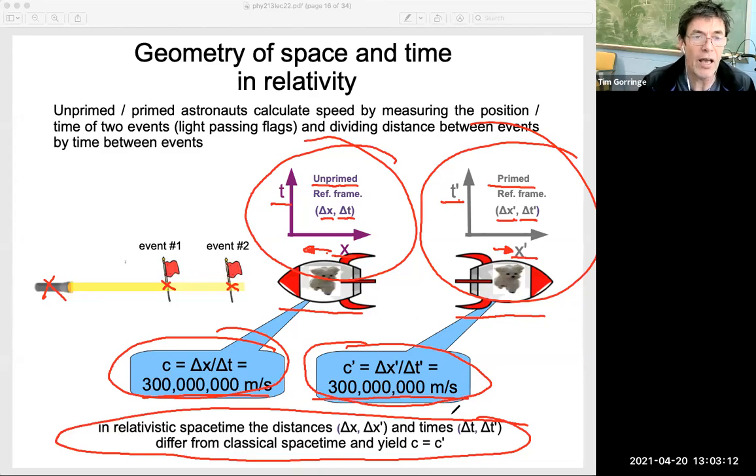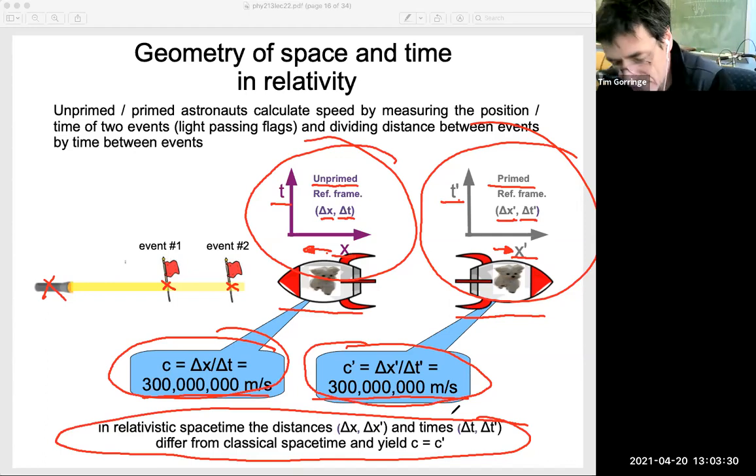In that way, you can come up with a new space-time, a relativistic space-time, in which the speed of light is always the same value. The speed of light is always a constant. And so let's explore the results of that.